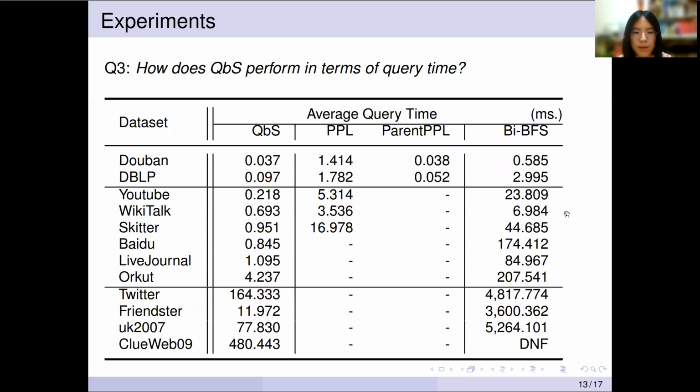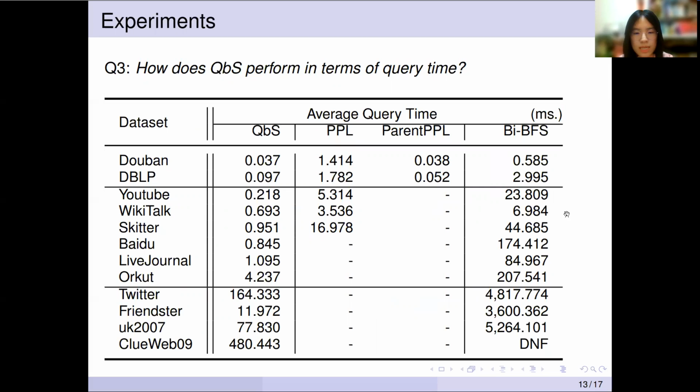The third question is about the query time efficiency. Here we randomly pick 10,000 vertex pairs as our queries, and we compare the average query time. As shown in this table, our method, query by sketch, is much more efficient than bidirectional BFS. Even for the largest network, it can answer a query in less than 0.5 seconds. The parent-parent path labeling is also efficient in answering queries. However, it is not scalable since it is computationally expensive to construct labels.